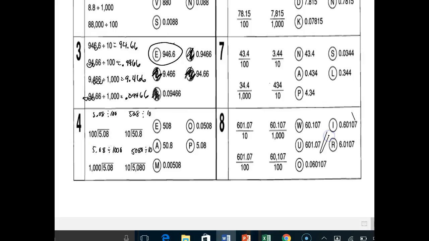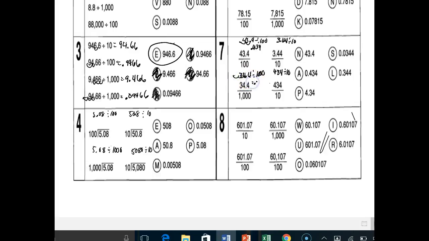So on 7 and 8, you're just going to rewrite them again. 43.4 divided by 100, 3.44 divided by 10, 34.4 divided by 1,000, and 434 divided by 10. So let's do this real quick. 4.34 thousand. Oh, that was 2 decimal places. I've messed up already. Sorry about that, guys. 0.434, my fault. This one, 1,000, 1, 2, 3.